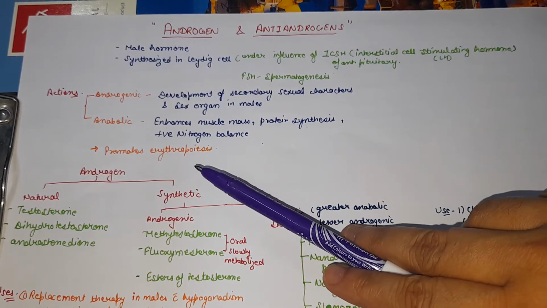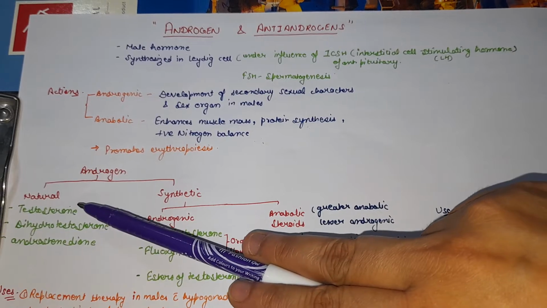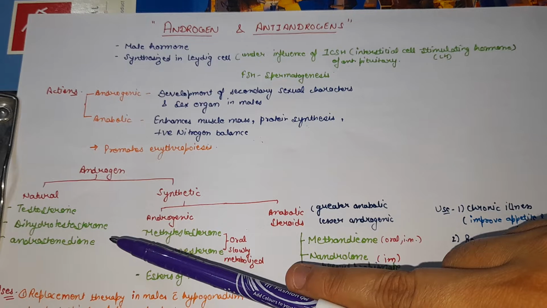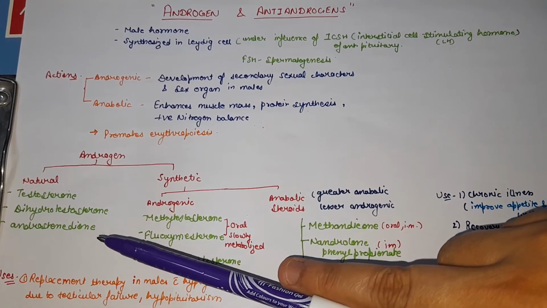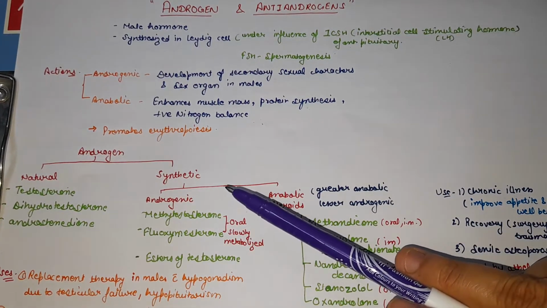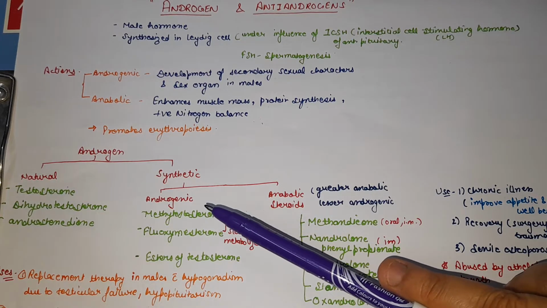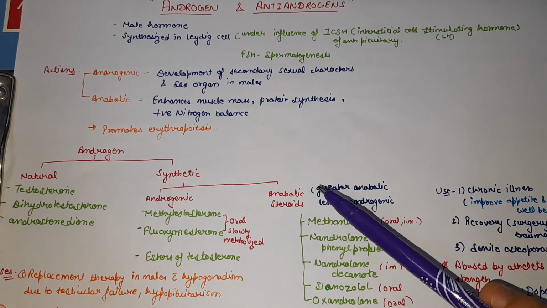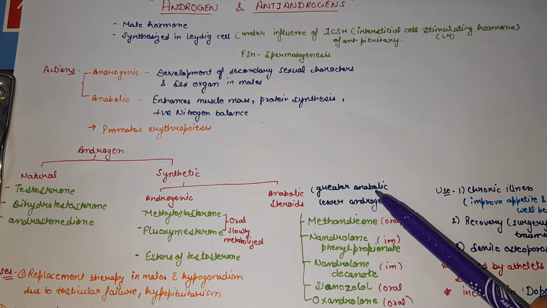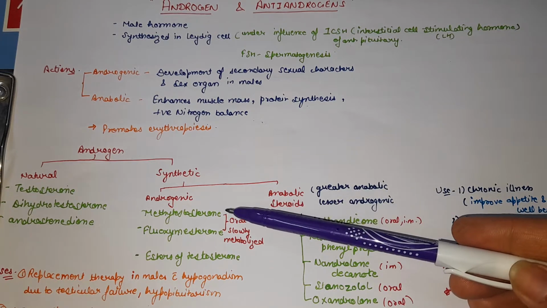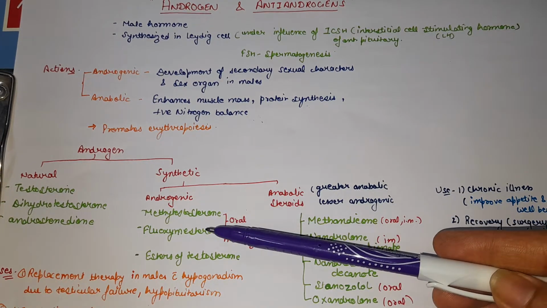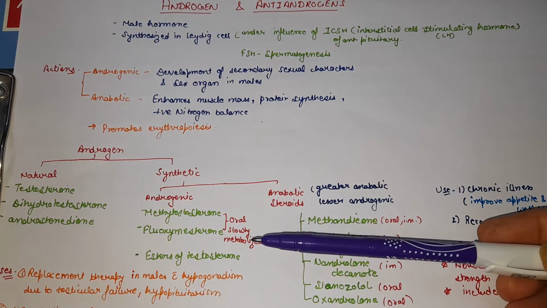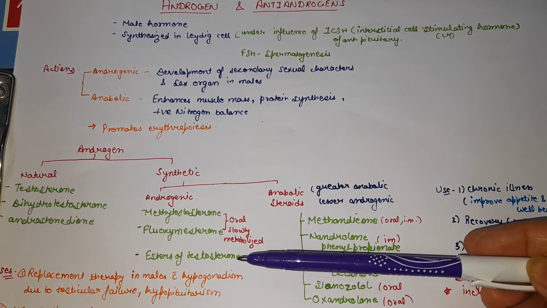Now coming to the classification of androgens, they are divided into natural androgens and synthetic androgens. Natural androgens include testosterone, dihydrotestosterone and androstenedione, and the synthetic androgens are again classified into those having mainly and exclusively androgenic action, and the anabolic steroids that have major anabolic action and lesser androgenic action. The synthetic androgens include methyl testosterone and fluoxymesterone. They are given orally and they are slowly metabolized. And third is esters of testosterone.